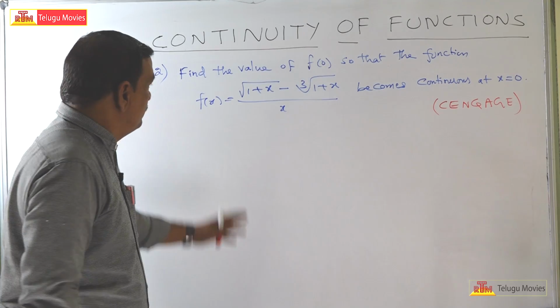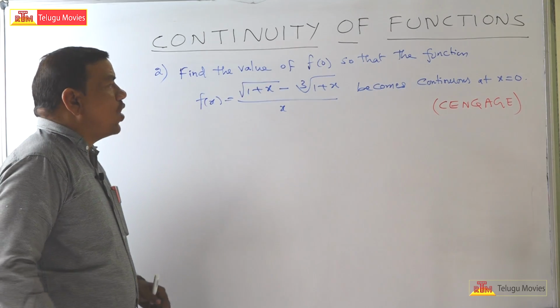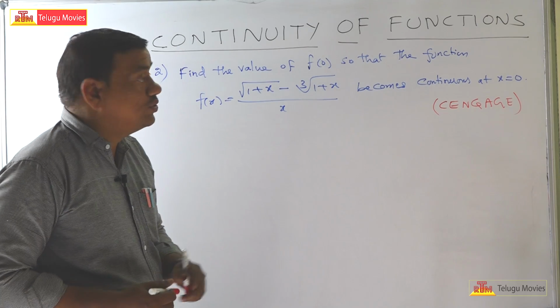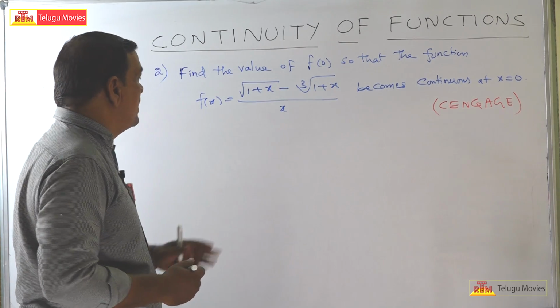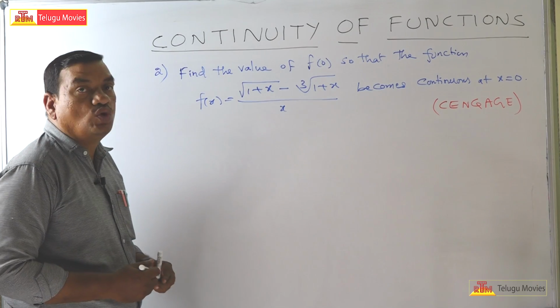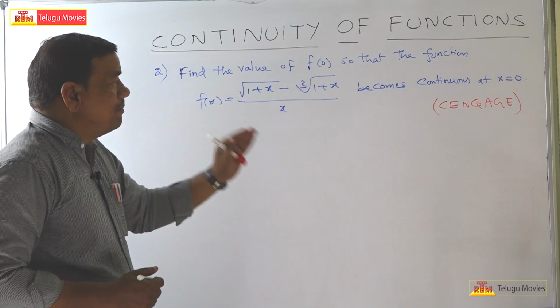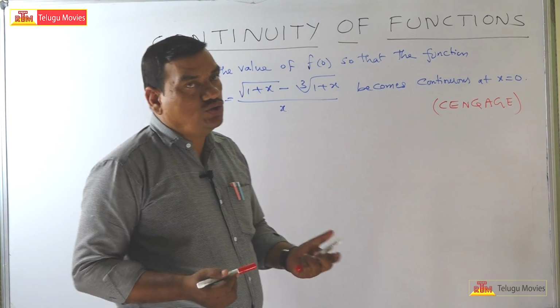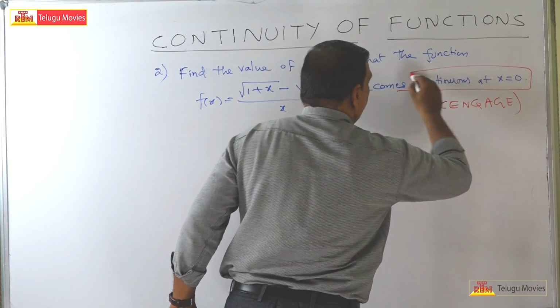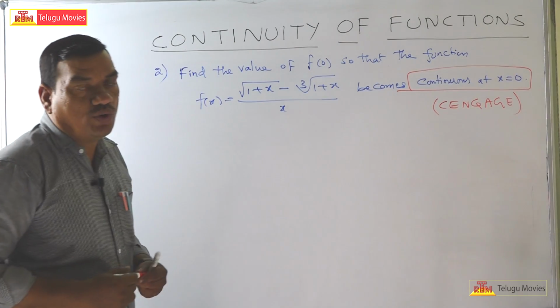Welcome to the second problem. Find the value of f of 0 so that the function f of x is equal to square root of 1 plus x minus cube root of 1 plus x, upon x, becomes continuous at x is equal to 0. So, first of all, he has given one important point. It is continuous at x is equal to 0.